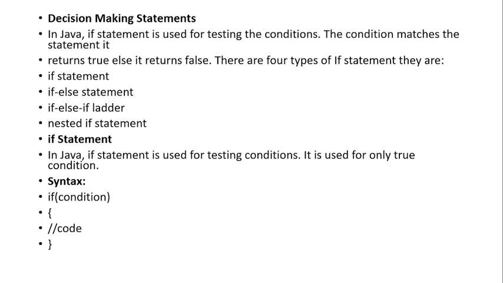In Java, the decision making statements are divided into four different statements, right? The first statement is known as the if statement, the second is the if else statement, the third is the if else ladder, and the last one is the nested if statement. These statements are used for testing conditions, and if the condition matches, it will return true, or if it does not, it will return false.